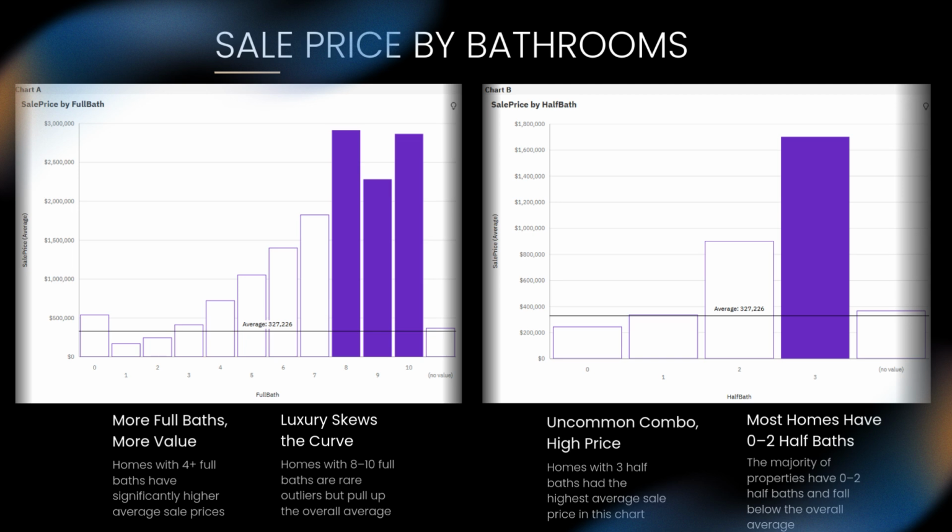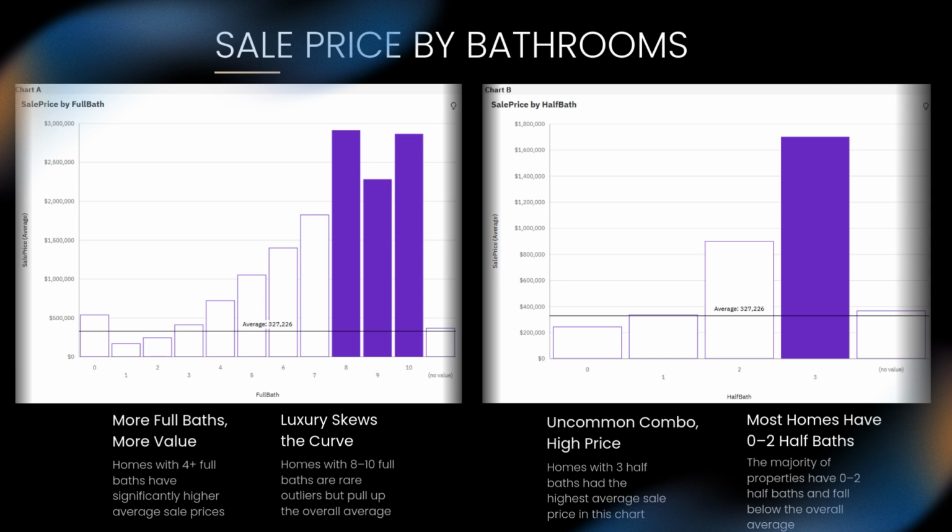In chart A, we're looking at full bathrooms. Properties with 4 or more full bathrooms clearly drive up the average sales price. A small number of luxury homes create a sharp spike, pulling the average up. These are statistical outliers, but they still provide valuable insight into high end listings.